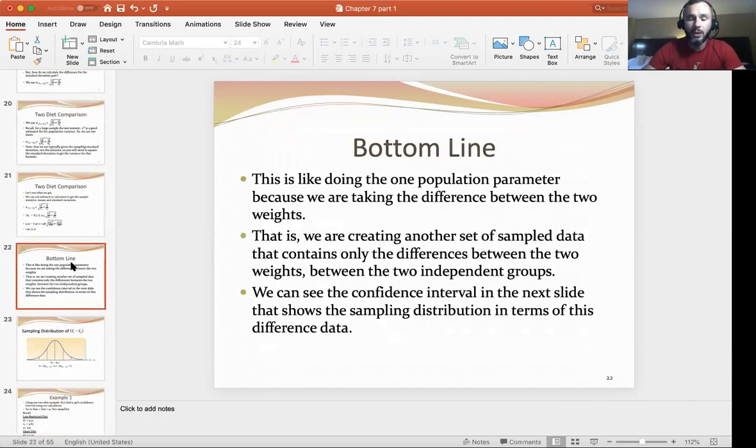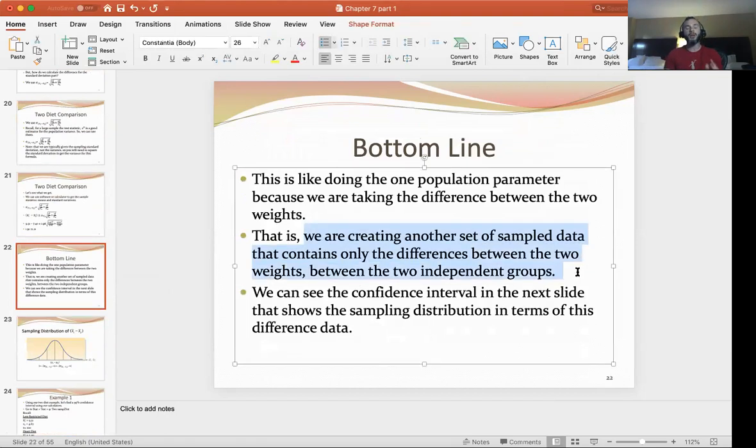So this is like we're doing the one population parameter because we're taking the difference of the two weights, okay? So keep an eye on this. We are creating a third set of data that is the differences of the weights, the differences of each element in the set, okay? So we have one set, we have two sets. When we do the subtraction, we get a third set, and that third set's what we're now actually analyzing, okay?